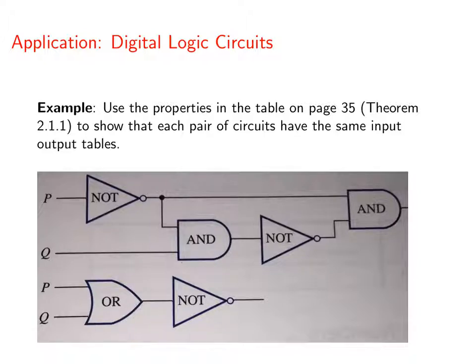Now, the way that we're going to show this is actually using the various properties that are on page 35 in your book. This is theorem 2.1.1. Among these are things like De Morgan's law and the distributive law. We have a lot of different laws that allow us to make equivalencies between statement forms.